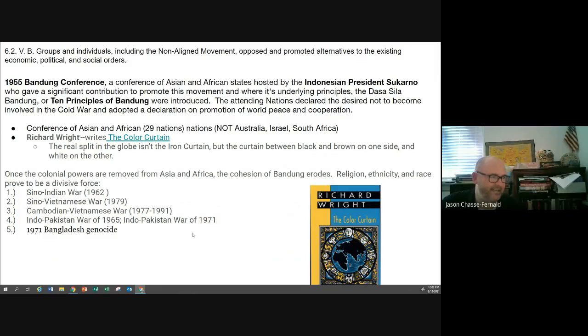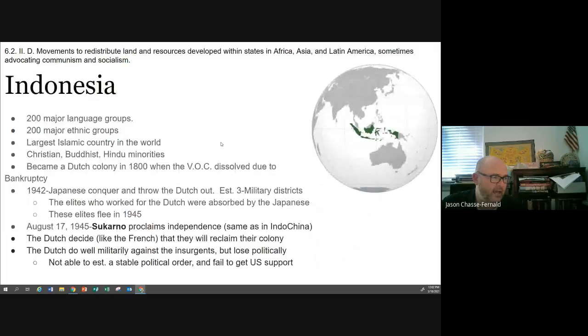You're going to see a lot of evidence of the erosion of the unity that had once existed. Just about Sukarno in Indonesia, just so you have a little bit on him.